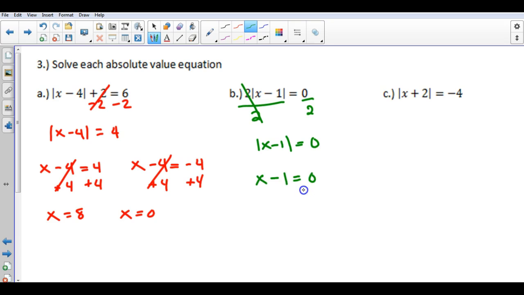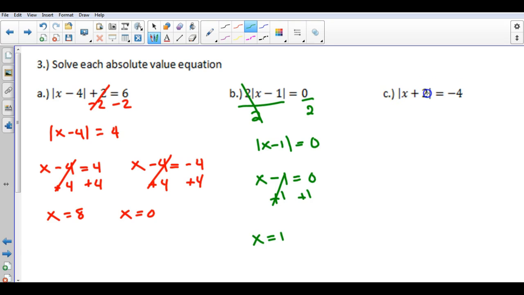You can only have one answer for this because if you think about it from the very beginning of the problem, it's really saying how many numbers are 0 units away from 0. And that's only one number. There's only one number that's 0 units away from 0, and that's 0. So we're only going to have one answer for this problem. I'm going to add 1 to both sides here, and you end up with x equals positive 1.